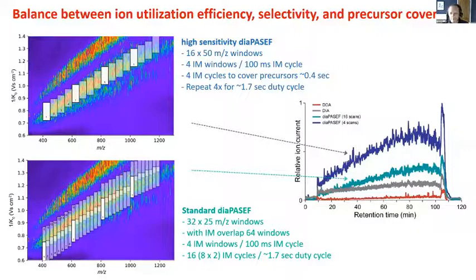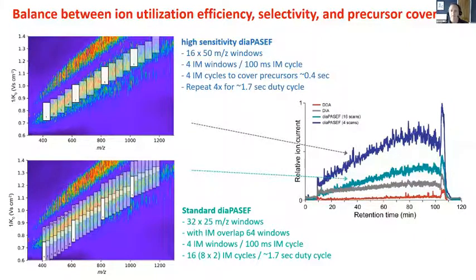And then the upper one, which we call high sensitivity, is sacrificing a little bit of selectivity by using bigger windows in the mass domain. These are 50 m/z wide. So there's going to be potentially a little bit more interference, and it may also have a little bit lower precursor coverage than the standard method.